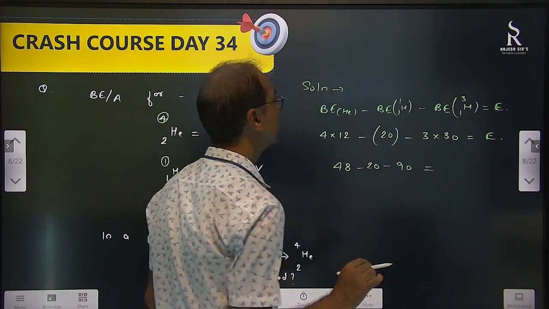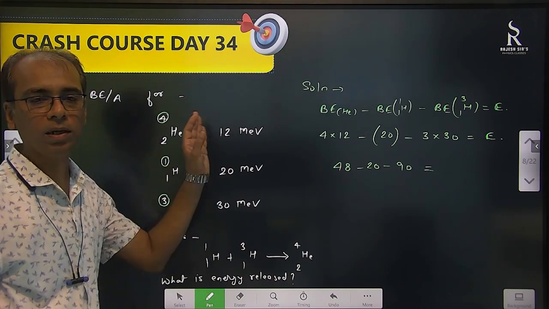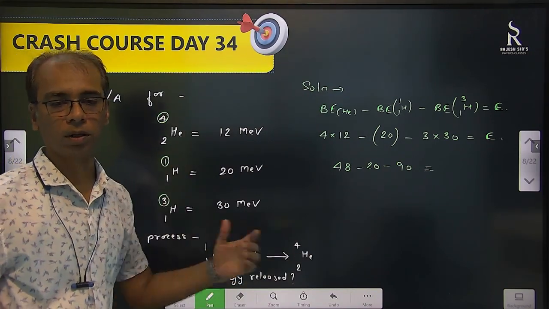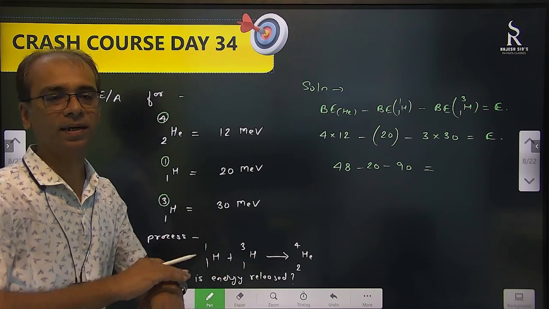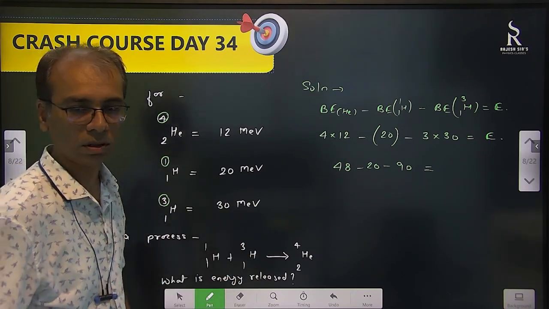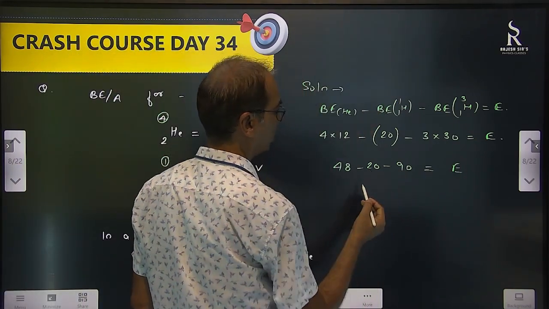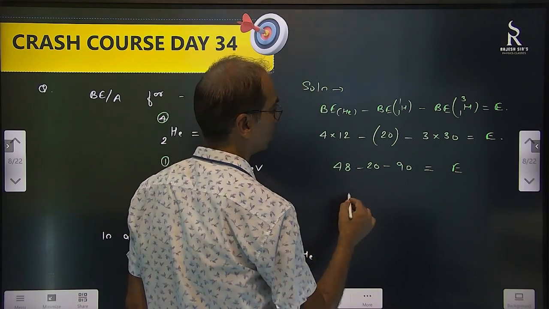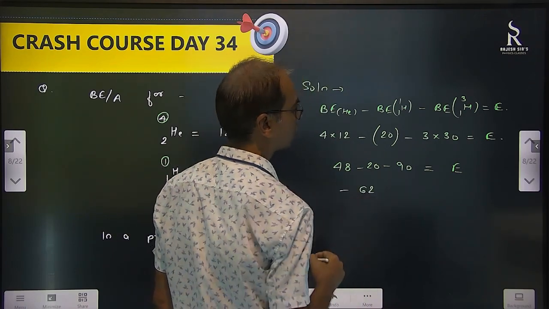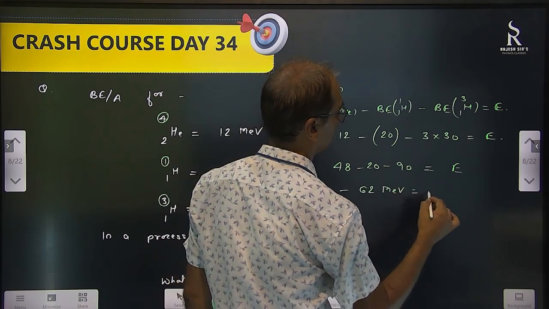It seems to be the opposite way. Their energy seems to be more than the energy of the final product. So that means this requires energy. It's not an exothermic reaction, it's an endothermic reaction. So energy is required. How much? This is 110, this 62, I think 62 MeV is the energy we require.